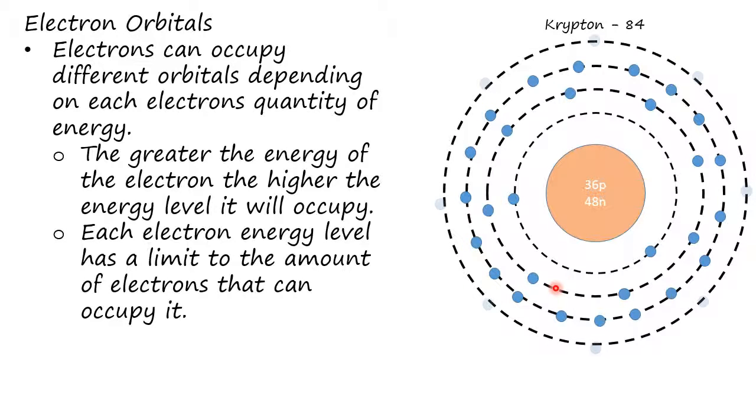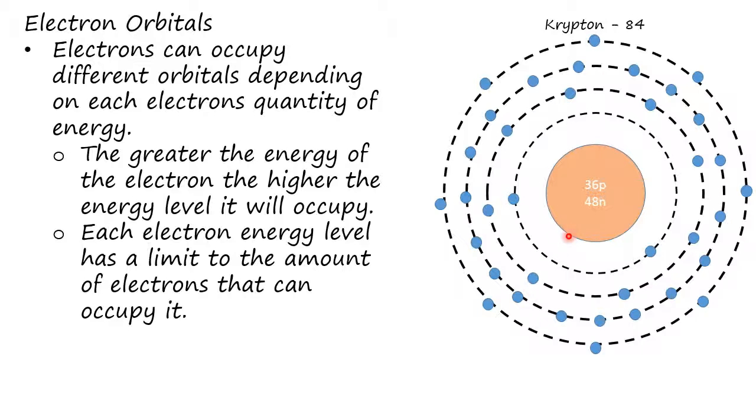And the final energy level is not completely filled. For krypton, there's only 8 electrons in the outer energy level. 32 electrons can occupy this energy level, and that's basically about as high as it goes. But the important factor here is that only 2 electrons can be contained within the first energy level, 8 within the second, and 18 electrons within the third.